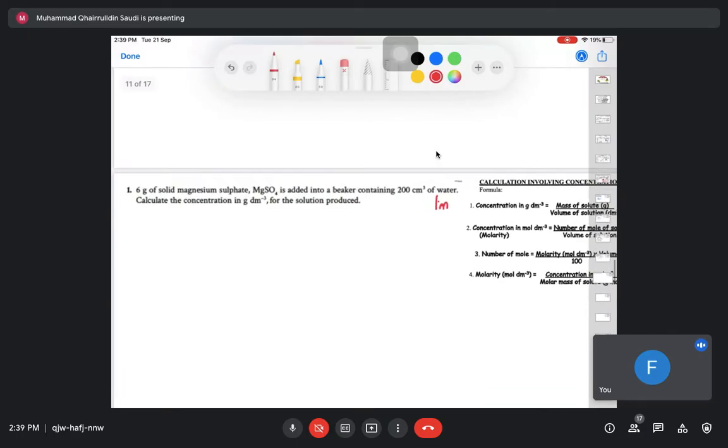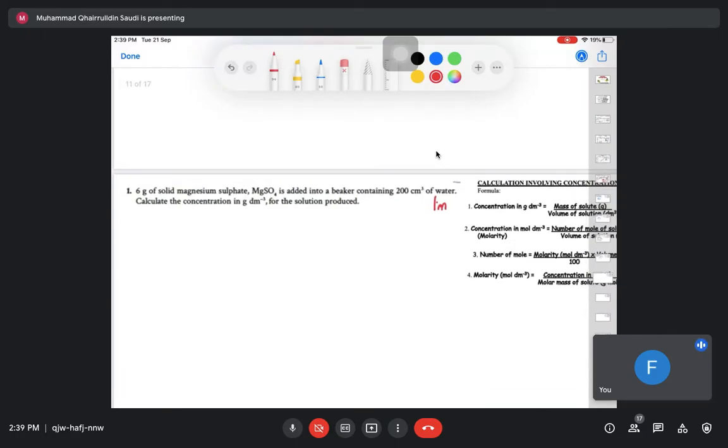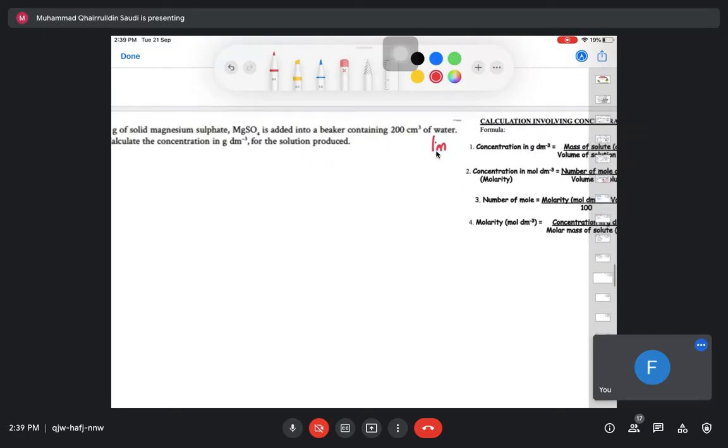Alright, this one we move on to activity 6.3. So not in the module, in your notebook instead. You can open your notebook now.